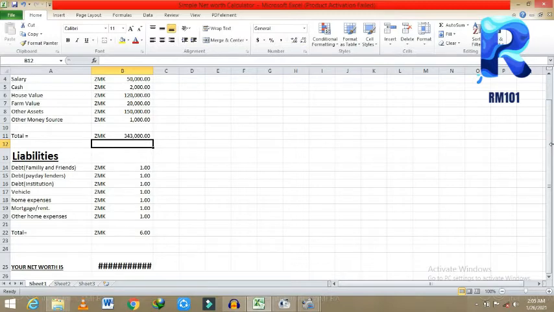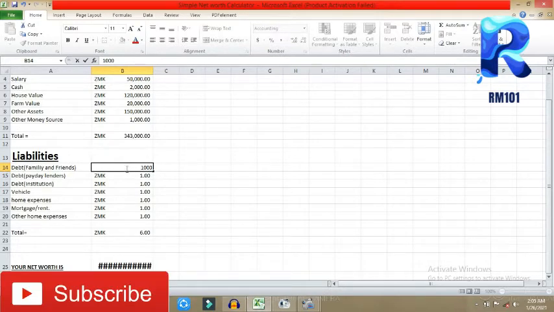Then debt to payday lenders. Payday lenders are people who give loans maybe for 7 days. Then you have to pay within 7 days. They'll come and take something from you. These are people called payday lenders. She owes them 6,000.